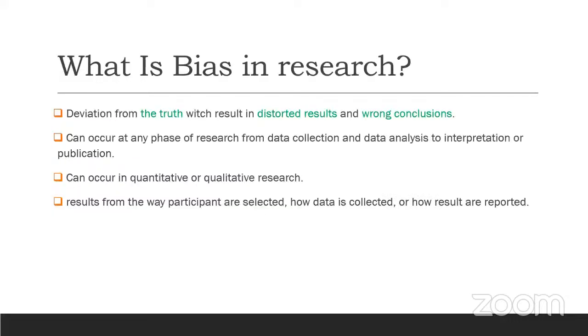So what is bias in research? Bias is a deviation from the truth, which results in distorted results and wrong conclusions. It can occur at any phase of research, from data collection and data analysis to interpretation or publication. It can occur in quantitative and qualitative research. It results from the way participants are selected, how data is collected, or how results are prepared.